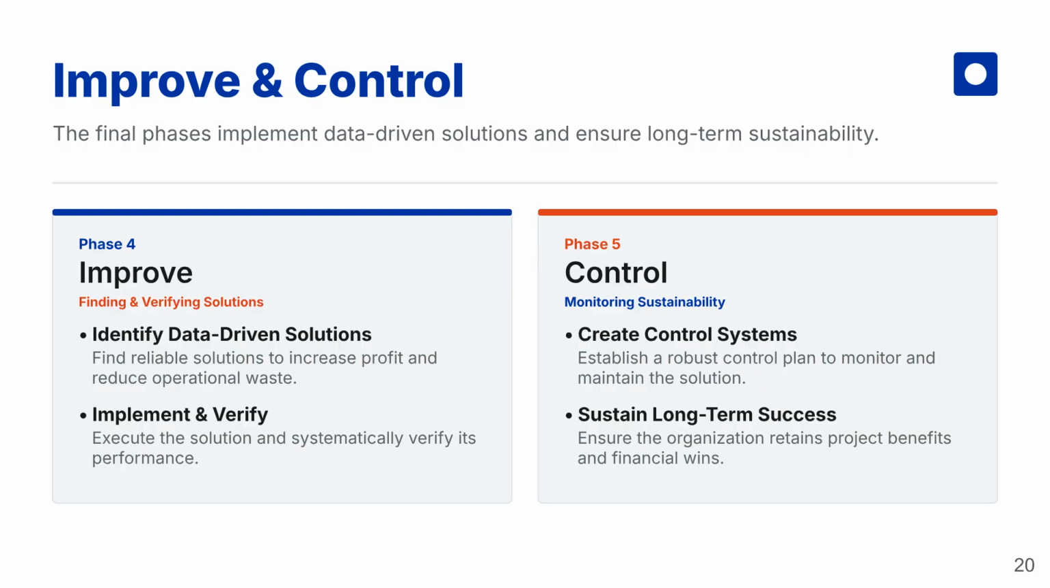Improve focuses on implementing the right solution, while control ensures that the organization does not return to its previous inefficient practices. This structured approach makes Six Sigma highly effective for continuous improvement and provides an ideal foundation for robotic process automation, where standardized, stable, and well-controlled processes enable software robots to operate efficiently and consistently.